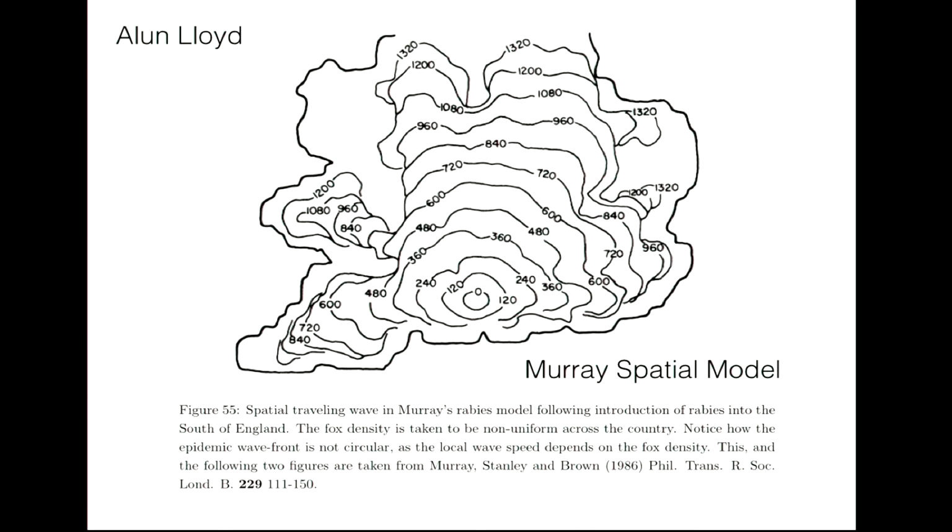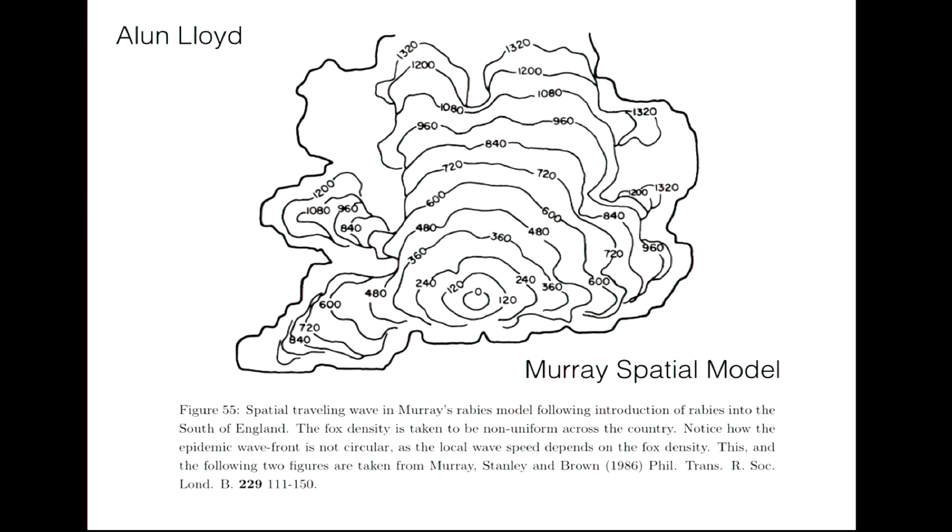The fox density is non-uniform across the country, which means that the wavefront is not circular, because the detailed behavior of the wavefront will depend upon the initial condition that you started out with for the fox density. So this is how, even if you started at time t equal to 0 with one or a small number of rabid foxes at this particular location here, somewhere in England, used as a model, you can see how, as a function of time, it will spread through the entire country.